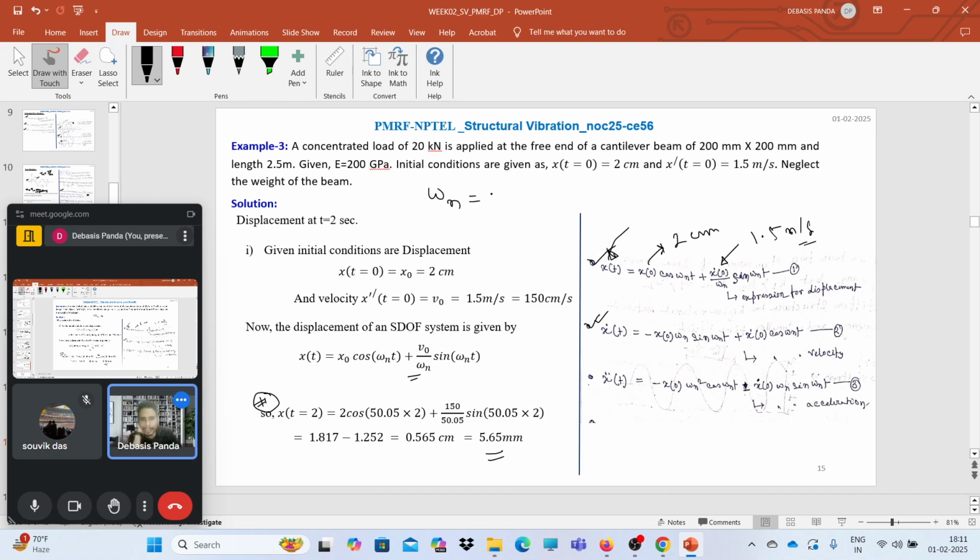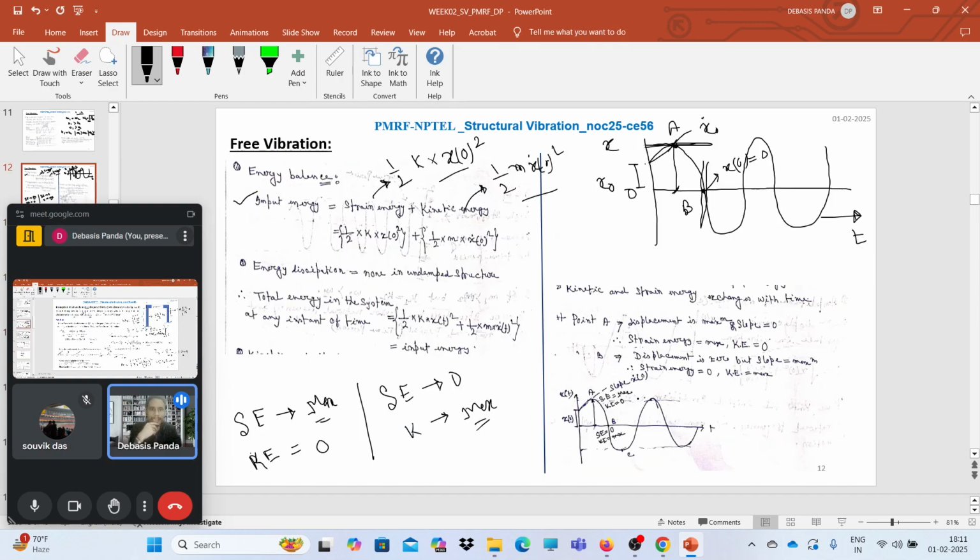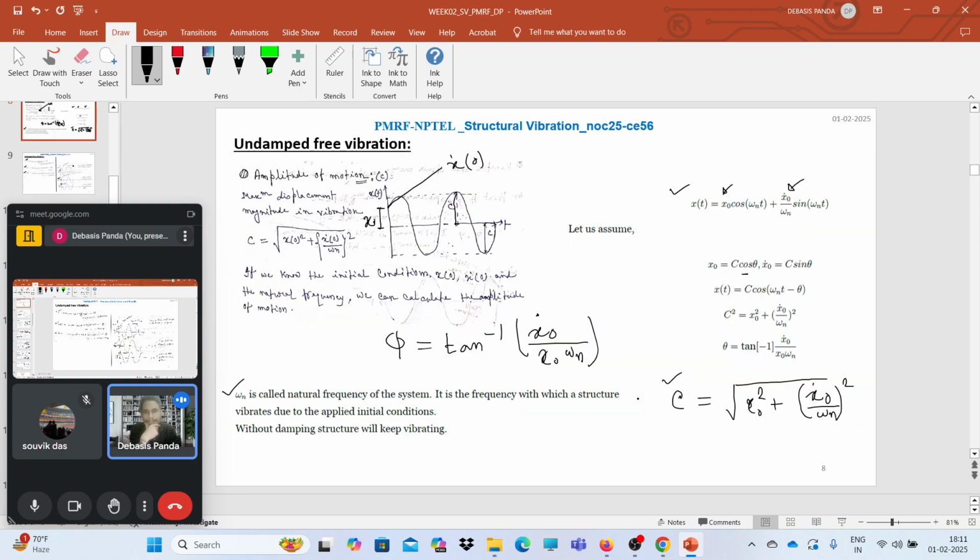Already you have calculated on the previous slide, 50 point something 05 rad per second. Now if in that same question, it is asked to find out the accelerations at t equals 2 seconds, you just need to use these equations, and you will get the accelerations at t equals 2 seconds.